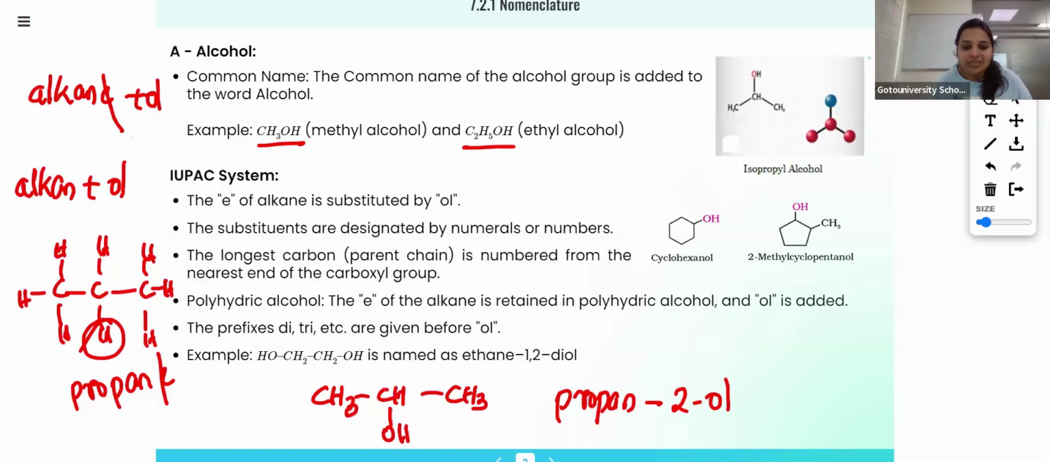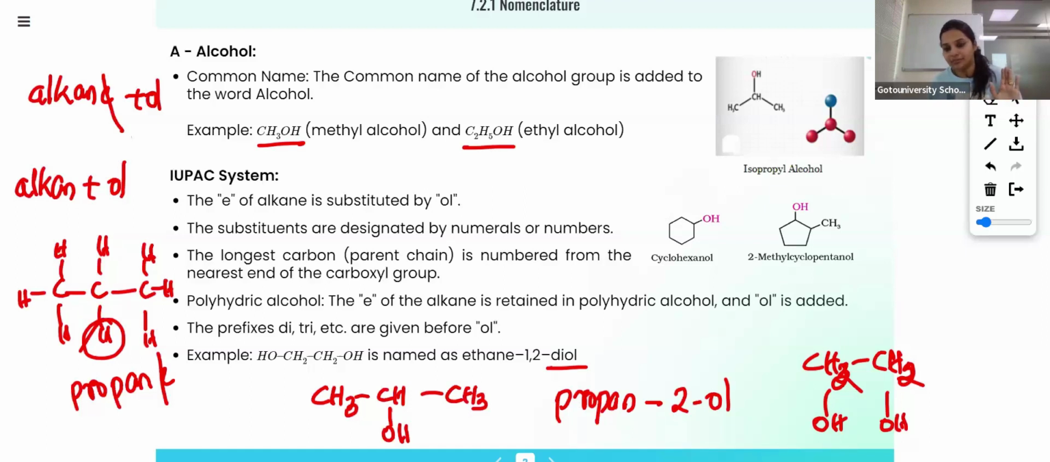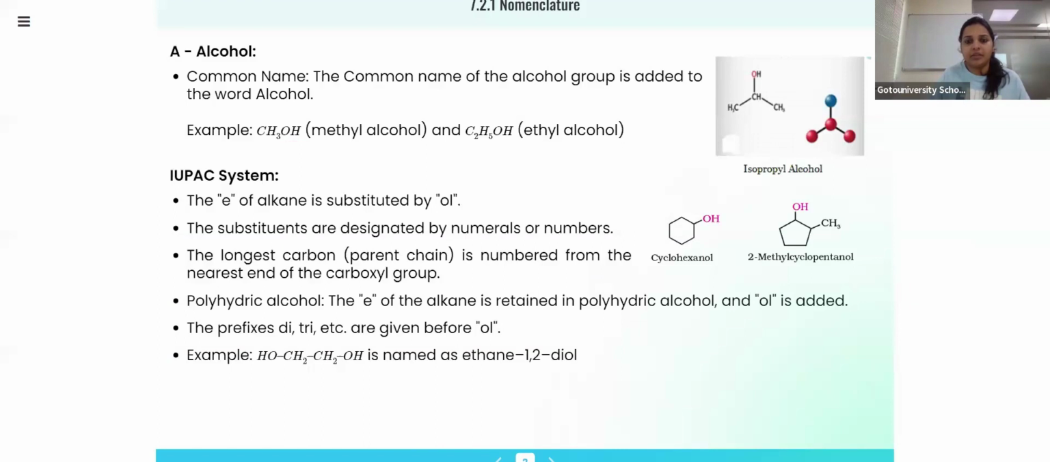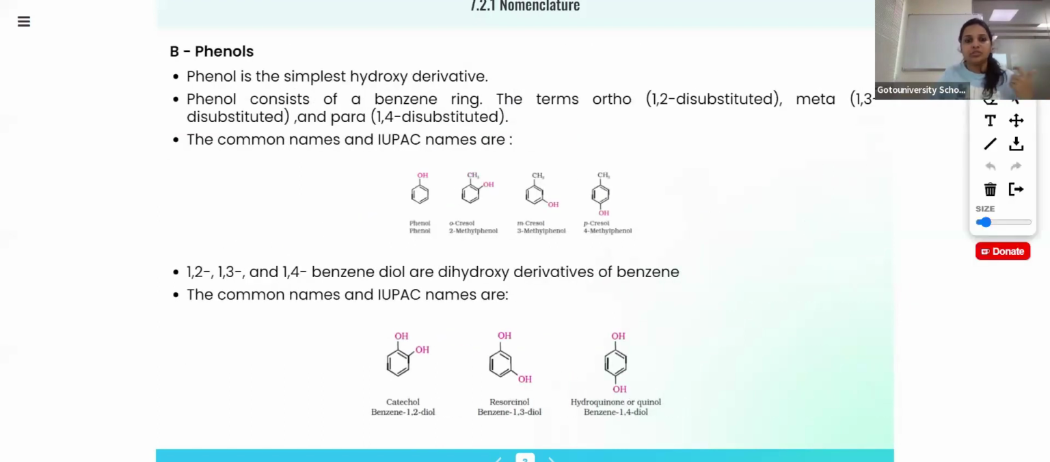If two hydroxyl groups are there, we have to write di. Suppose in ethane, CH3, I am replacing a hydrogen from each carbon with a hydroxyl group. So this is not ethanol, this is ethane-1,2-diol, because two hydroxyl groups are there. Okay, that's all. Now, moving to the phenol.